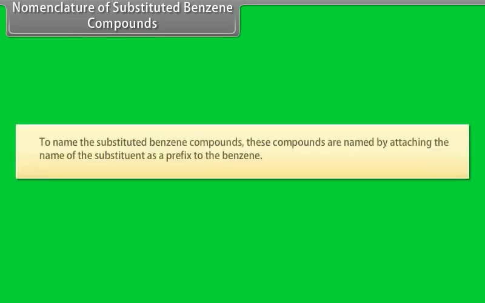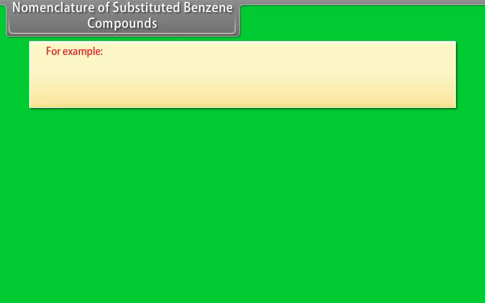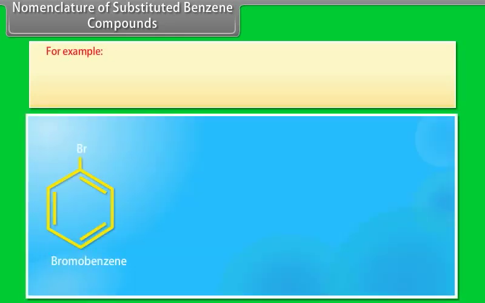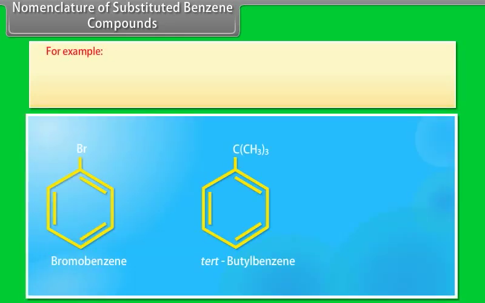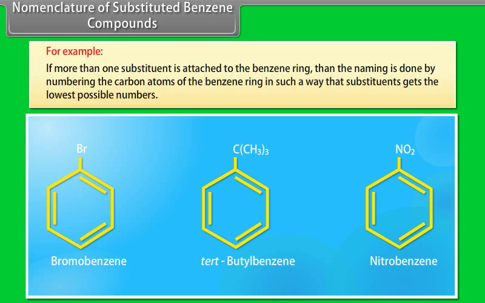Nomenclature of substituted benzene compounds. To name the substituted benzene compounds, these compounds are named by attaching the name of the substituent as a prefix to the benzene. For example, bromobenzene, tert-butylbenzene, nitrobenzene.